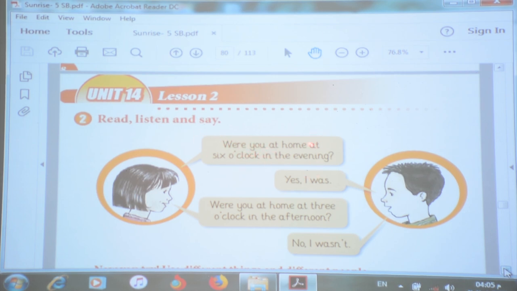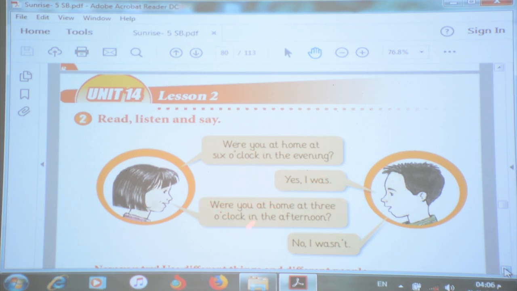And what about the evening? Which preposition should you use? In the evening, okay? With home you should use at, and with time or o'clock you should use at. And what about in? You should use in with evening, in the evening. And the answer is yes, I was. You should change you to I, and with I we should use was. Yes, I was.